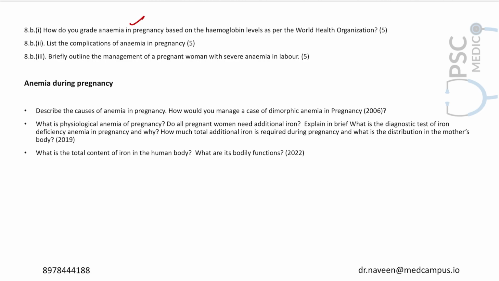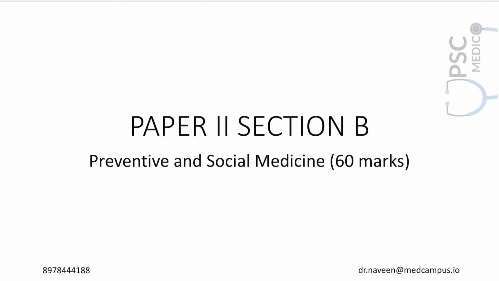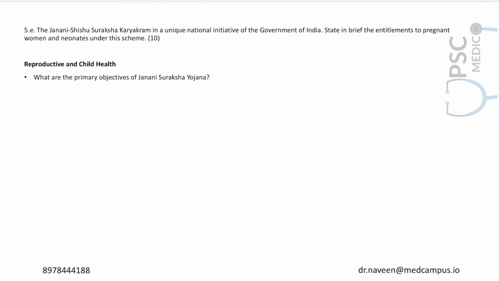Okay, so it's a direct repeat, and anemia and pregnancy, with the major focus of the government on nutritional programs and improving the nutritional status of mothers to reduce MMR and IMR. It's very important for a doctor to understand what is anemia in pregnancy, what is its classification, what happens if there is anemia in pregnancy, and how will you manage a case of anemia in labor. It's very important. Now finally, PSM was the easiest this time.